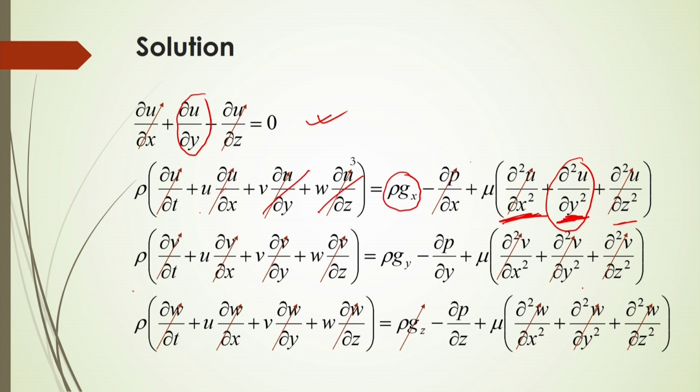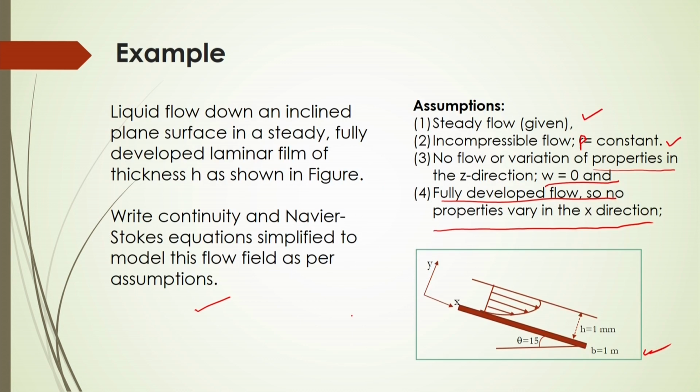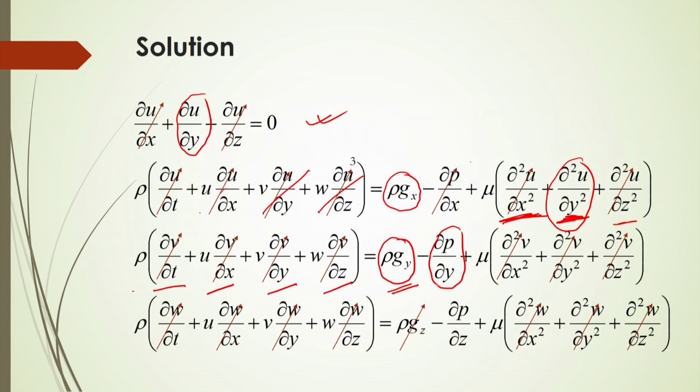And in the y and z directions, all other terms will be cancelled, this one will be cancelled, this one will be cancelled, and in the y direction of course there will be a gravitational force. So, you have to consider this, and also in the y direction there will be a pressure gradient. So, that you have to consider, other terms will be neglected. In the z direction, ∂p/∂z will be considered, as there can be a certain change of pressure in the z direction. Otherwise, this one will be cancelled out.